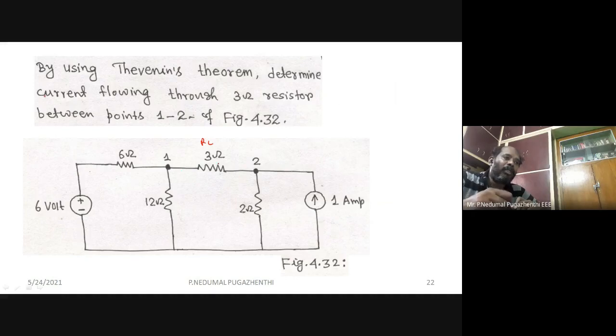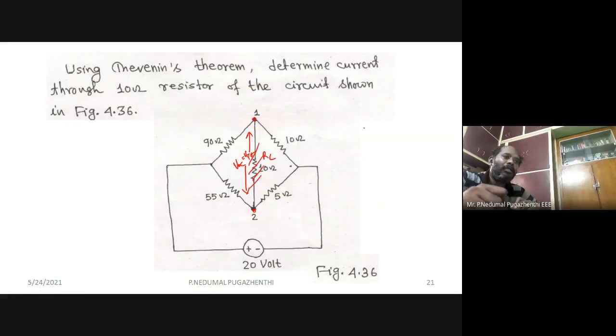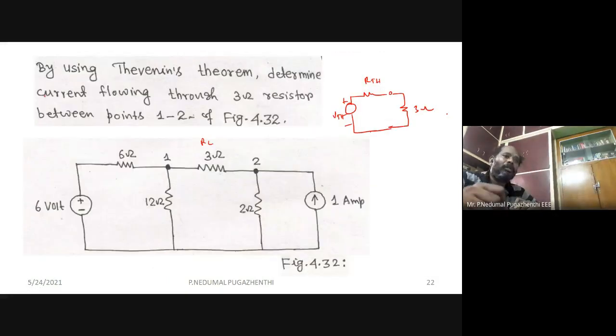Through terminals 1 and 2 of this circuit, what must we do? We have to find what is your VThevenin and what is your RThevenin. After finding them, you connect your 3 ohm resistor. Here it is the same as previously: a voltage source in series with a resistance, this is VThevenin and this is RThevenin. After finding that, connect your 10 ohm resistance and find the current flowing through it. Okay, same way here also. After finding VThevenin and RThevenin, then connect your 3 ohm and find the current flowing through that.